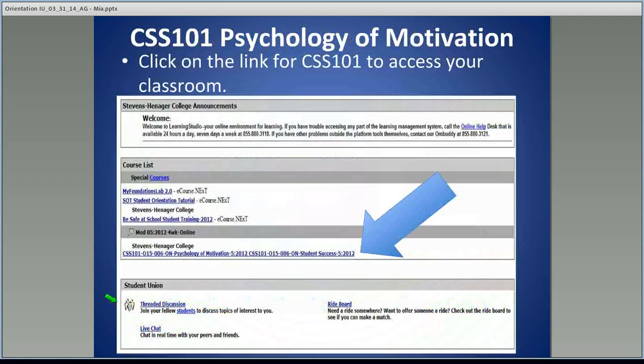Now, once you log in, it's going to bring you to this page. It's kind of like walking through the front door of a school, and now you're in the hallway. So we need to locate the classroom and walk inside so that you can get to work. The classroom is found by clicking on CSS 101, Psychology of Motivation, down in the middle of the page. So we'll go ahead and click on there and enter your online classroom.